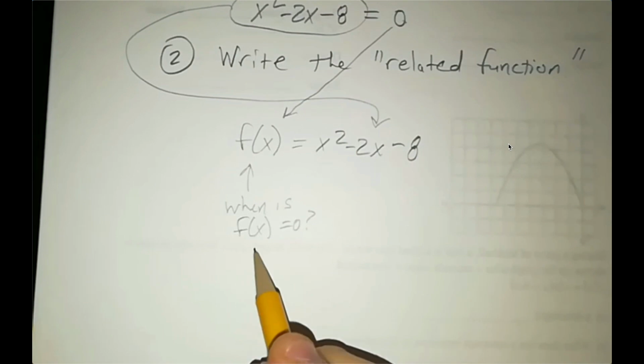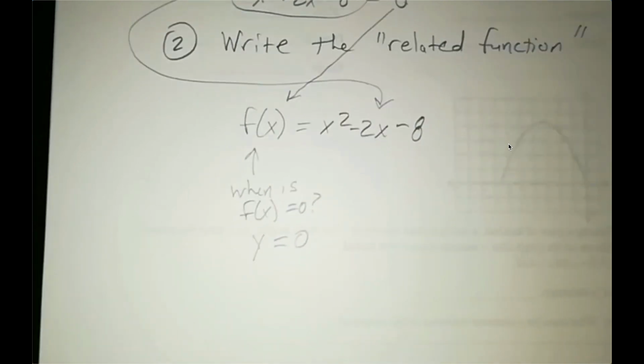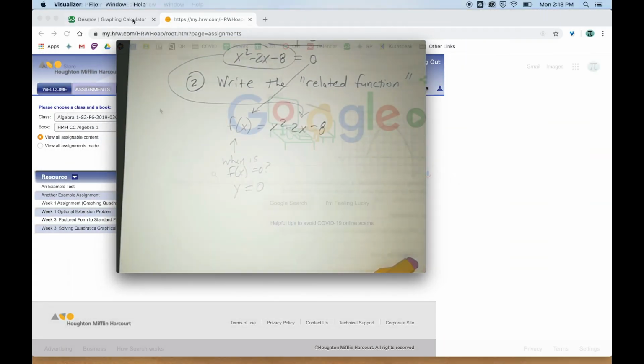Well, again, just remember f of x is basically another name for y. So we're going to be looking at the graph and see where does y equal zero. So let me go ahead and we're actually going to put this into Desmos now.